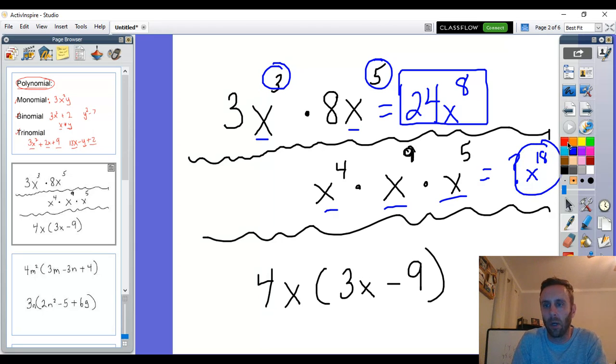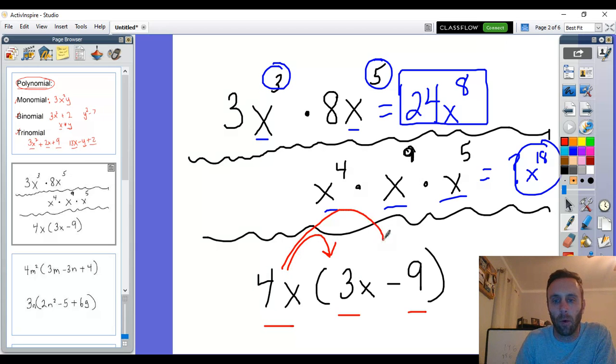Now, in class, you also learned that you can multiply a monomial times a polynomial. In this case, it's a binomial because 3x minus 9 is a binomial. So we just talked about using the distributive property. You have to distribute the 4x into both terms, and then we use our rules that we just talked about. So 4x times 3x. 4 times 3 is 12. And x is really x to the first times x to the first. If you do 1 plus 1, you get x squared.